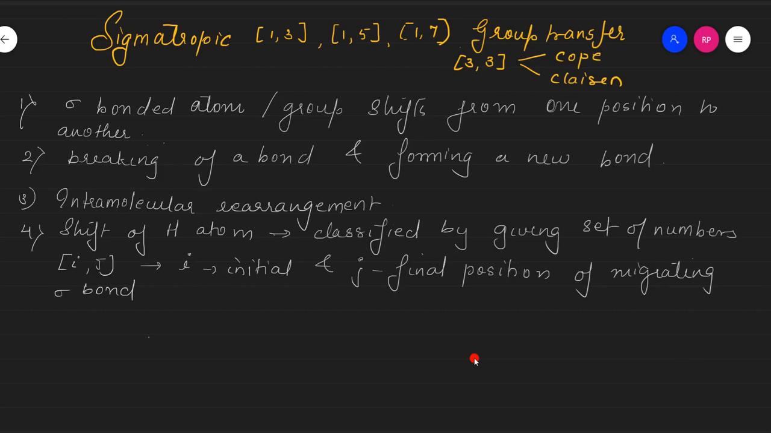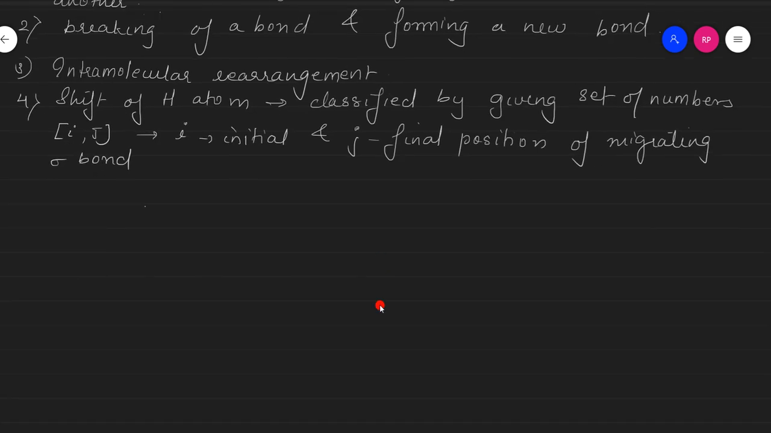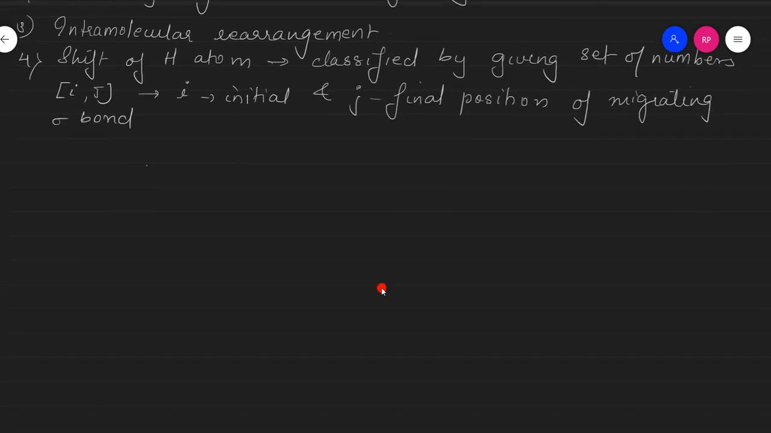In this video, we are going to study one type of pericyclic reaction, the sigmatropic reaction, and group transfer. In group transfer, Cope and Claisen. Now, before going into the theory, I'll just explain what we are going to learn here.